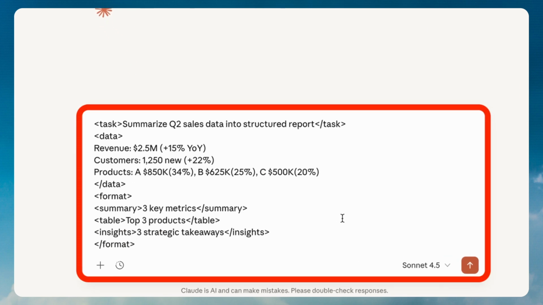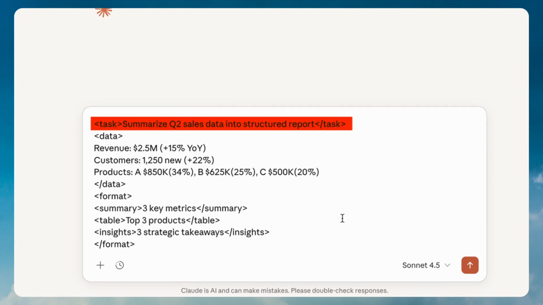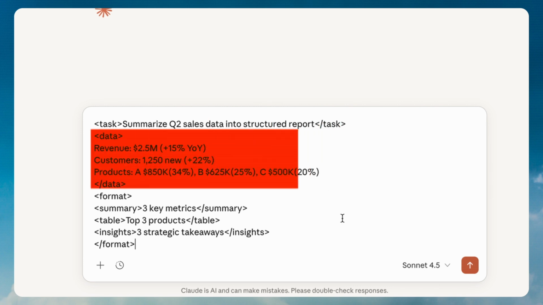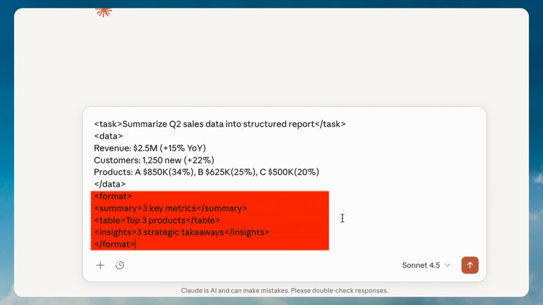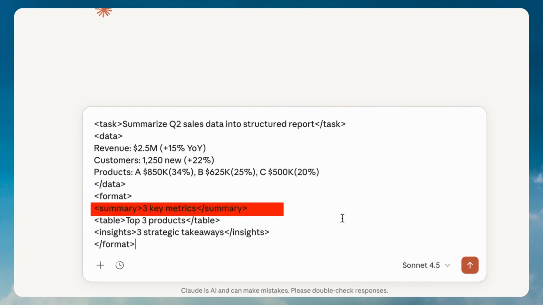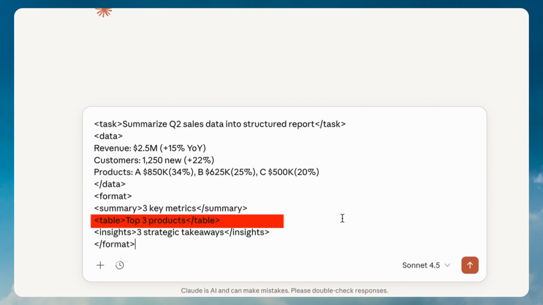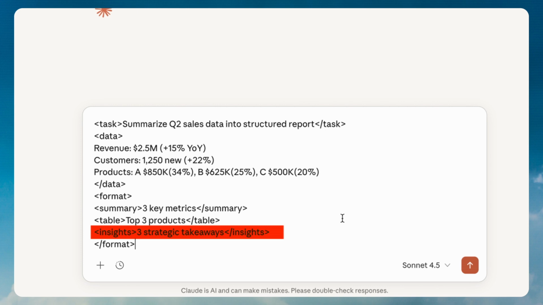We wrap everything in tags. Task tag defines what we want. Summarize Q2 sales data into structured report. Data tag contains all the numbers. Format tag specifies exactly what we need. Summary with 3 key metrics. Table for top 3 products. Insights with 3 strategic takeaways.